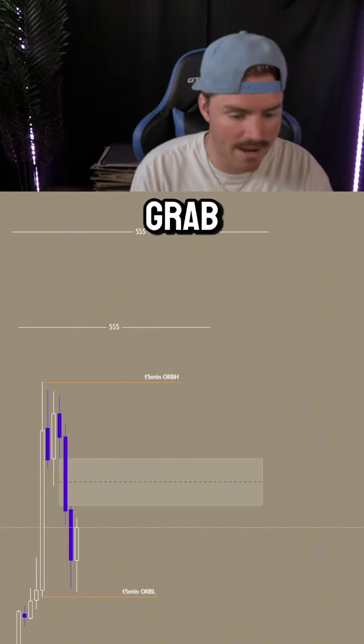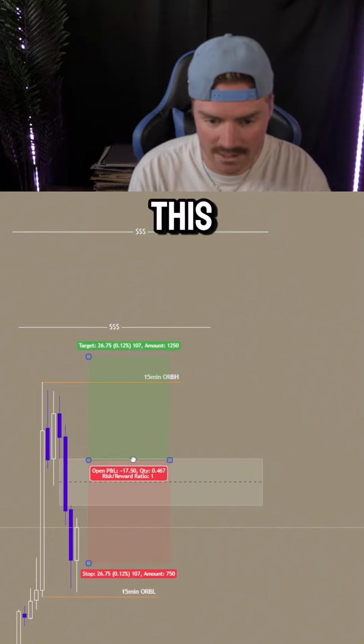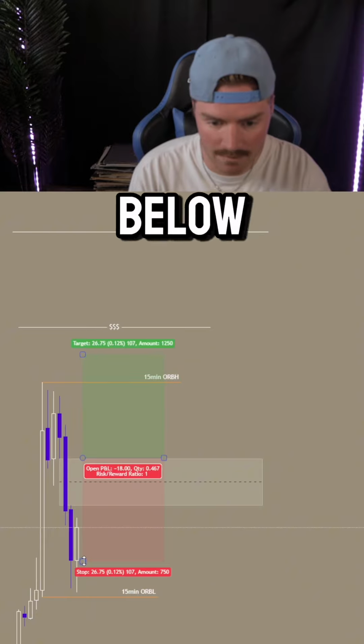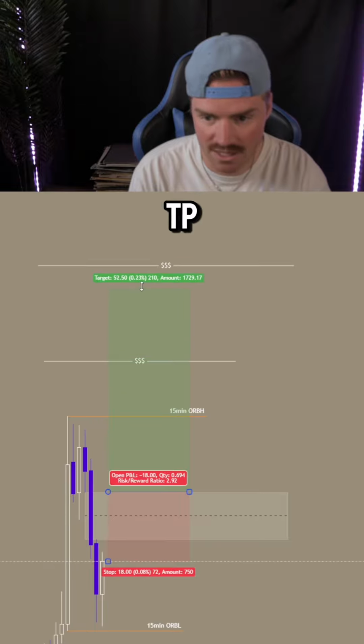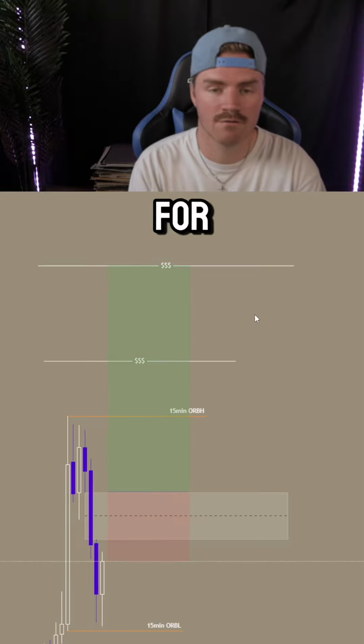So this is when I grab my long position tool, putting it above this IFVG level, keeping my stop below the wick of the IFVG, targeting this 23,000 level for first TP and that 23,025 for full TP.